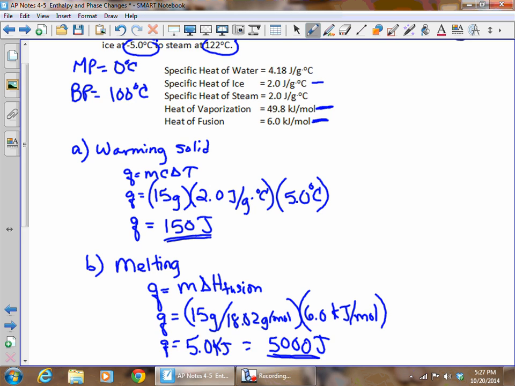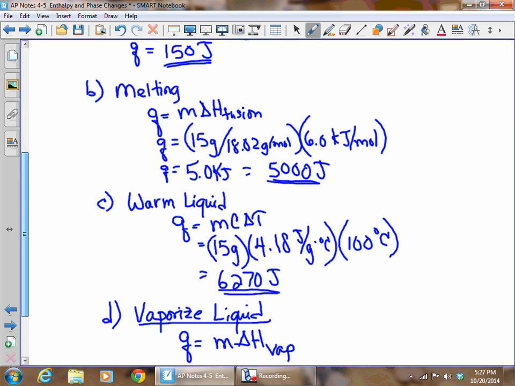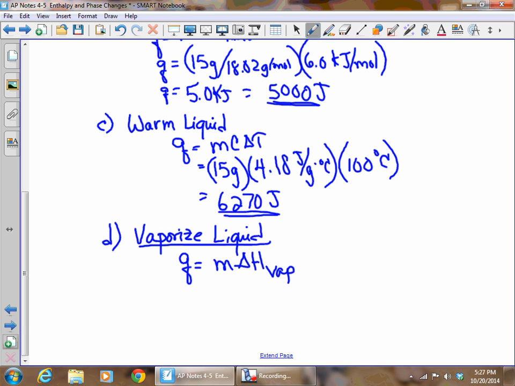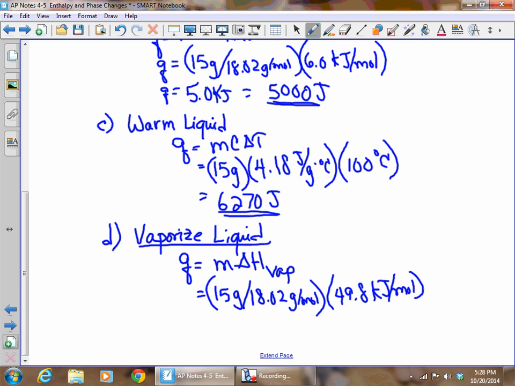So once again, we're going to need to take that 15 grams and convert it to moles like we did for melting. So the 15 grams divided by the molar mass of water, 18.02 grams per mole, is going to give us our moles. And the heat of vaporization we just said was 49.8 kilojoules per mole. So another situation where once we multiply this, we're going to come out with 41.5 kilojoules, but let's please, please, please keep it consistent and go ahead and change that to 41,500 joules for our fourth value.